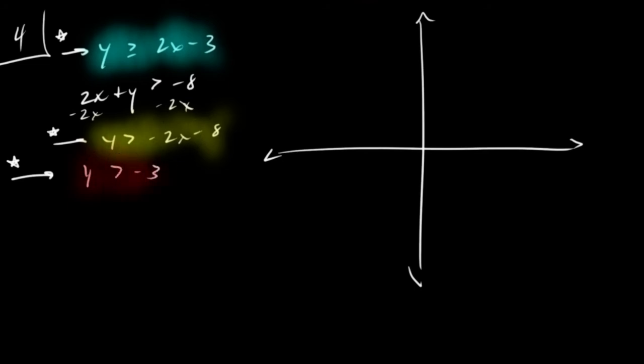All right, so first things first. Start at -3, go up 2, right 1. Start at -3.